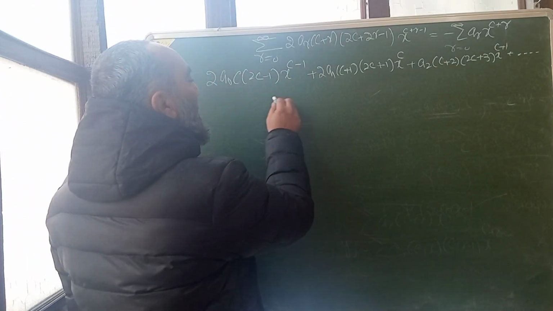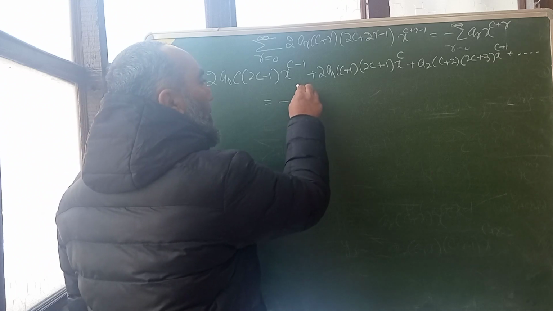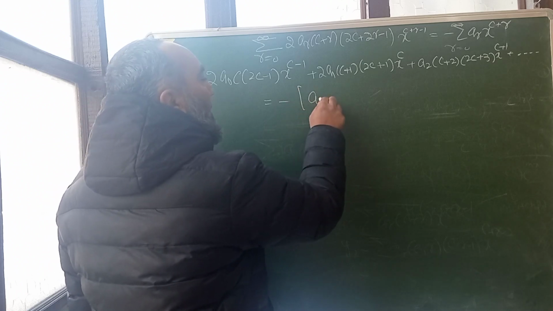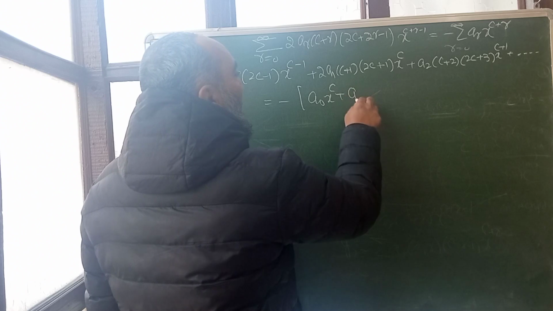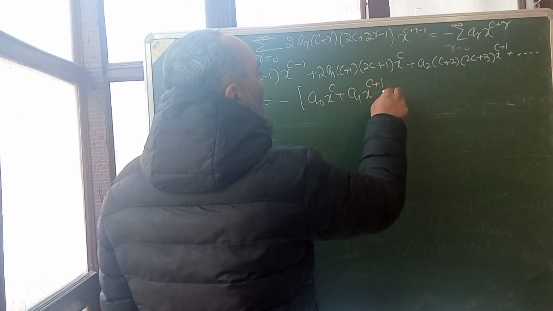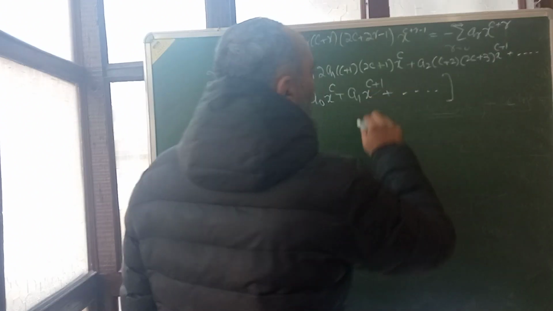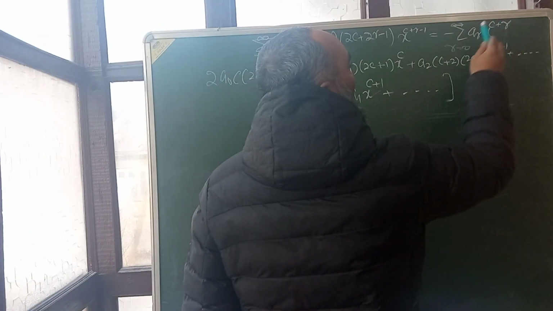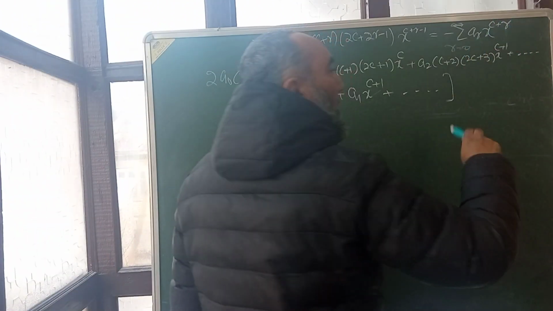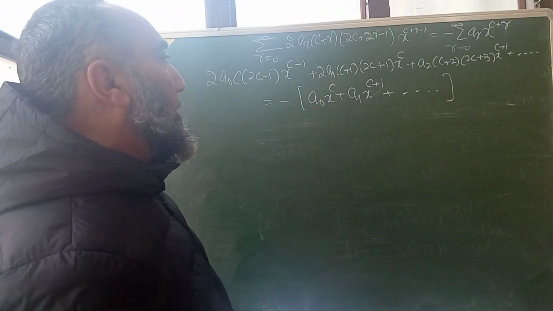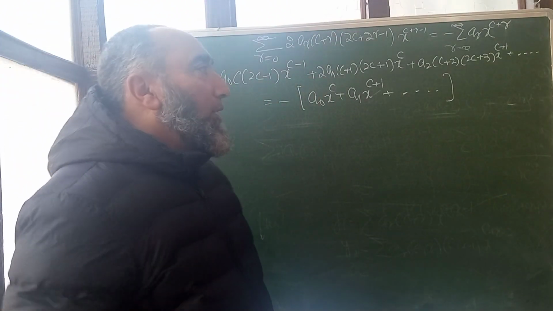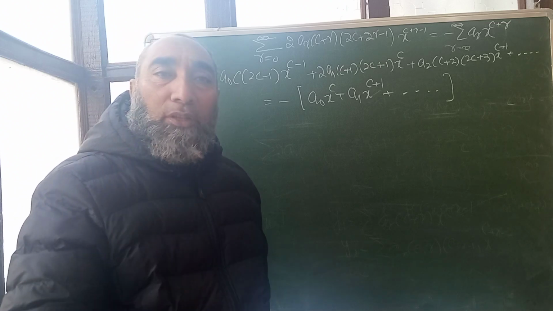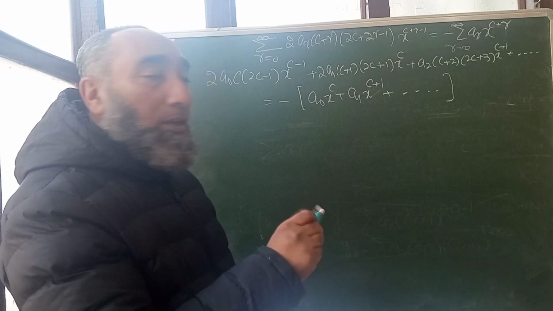And right hand side is minus a0 x to the power c, a1 x to the power c plus 1, and so on. a0 x to the power c plus 0, a1 x to the power c plus 1, then a2 x to the power c plus 2, and so on. Now what I have said, collecting coefficients of different powers of x, this is very important.